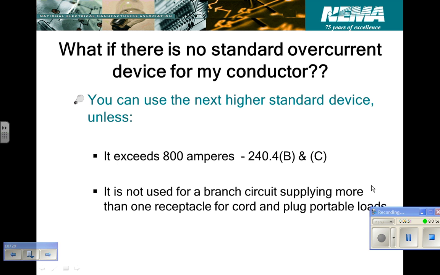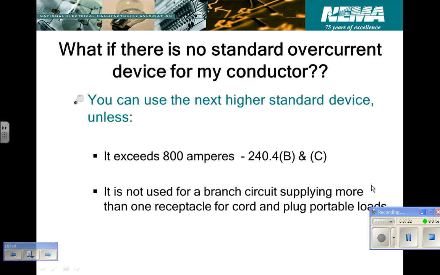You can use the next higher standard device unless it exceeds 800 amps. What if there's no standard overcurrent protection device for your conductor? You can go to the next higher one, unless it exceeds 800 amps and it's not used for branch circuits supplying more than one receptacle for cord and plug portable loads. What does that second one mean?